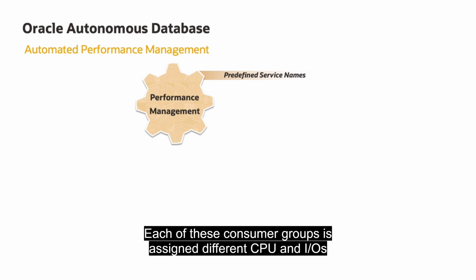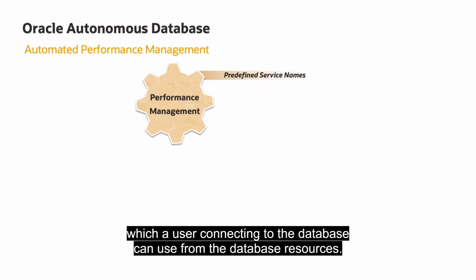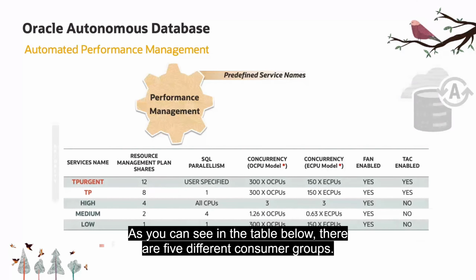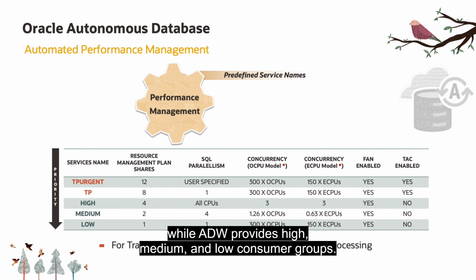Each of these consumer groups is assigned different CPU and IO shares as defined by the resource management tools, which a user connecting to the database can use from the database resources. This share allocation depends on the type of autonomous database workload type. As you can see in the table below, there are 5 different consumer groups. ATP and AJD provide all the 5 different consumer groups, while ADW provides high, medium, and low consumer groups.